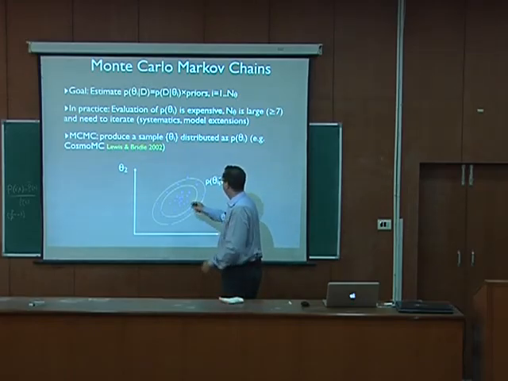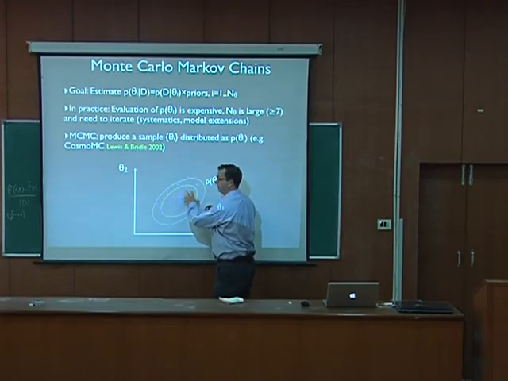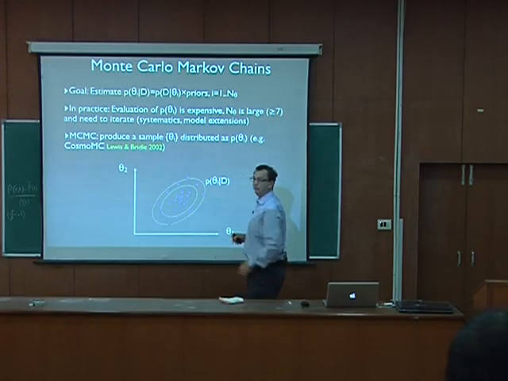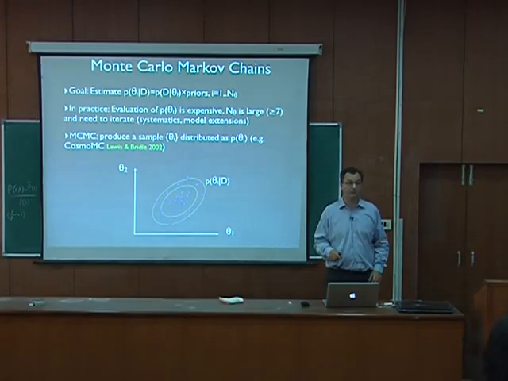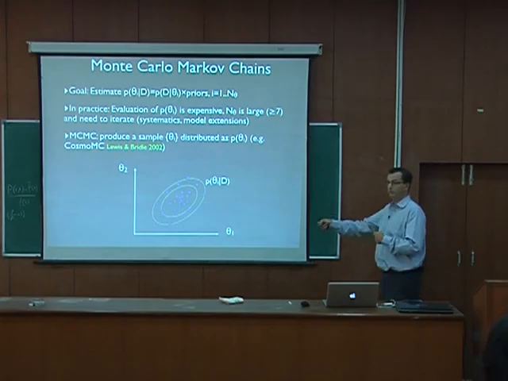Okay? And then the advantage of this is that after a while you only need to sample and calculate the posterior where the posterior is large. You don't have to worry about the other places where the posterior probability is very low. So it's much more efficient. And then if you need more precision, you just increase the number of points.